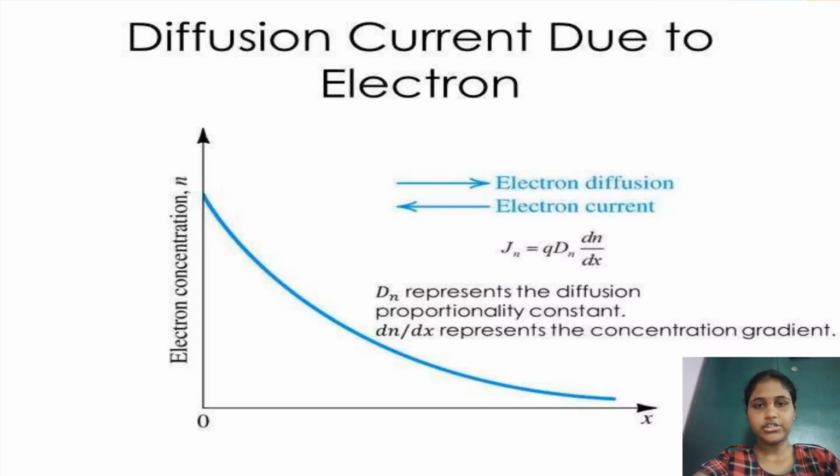opposite directions. If there is an electric field and concentration gradient in the x direction, the total current is the sum of the drift current and diffusion current. Therefore, Jn is equal to q Dn into dn by dx. Dn represents the diffusion proportionality constant and dn by dx represents the concentration gradient.